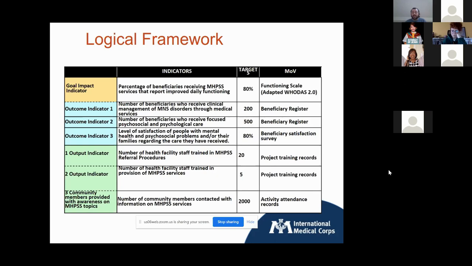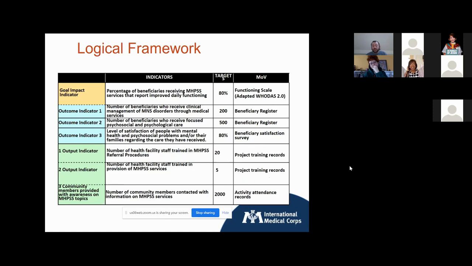So in most communities where we aim to integrate MHPSS services into a primary healthcare facility, we will also conduct outreach services, awareness raising activities and campaigns, either in person or through other means such as social media, within the community to try to bring the message of those MHPSS services and how to access them and why somebody might want to access them to as many community members as possible.